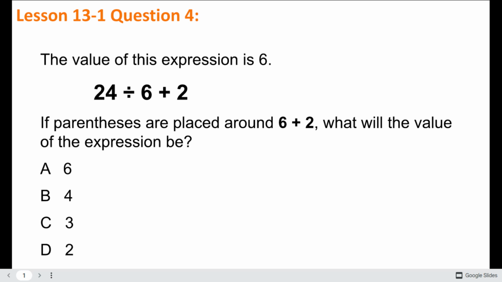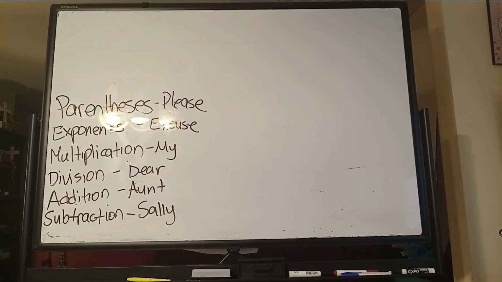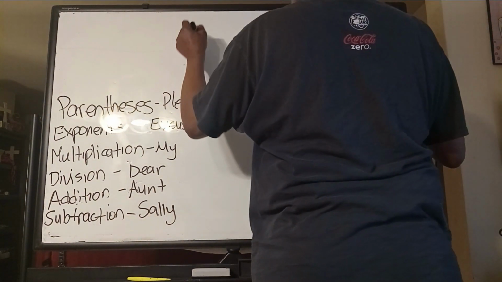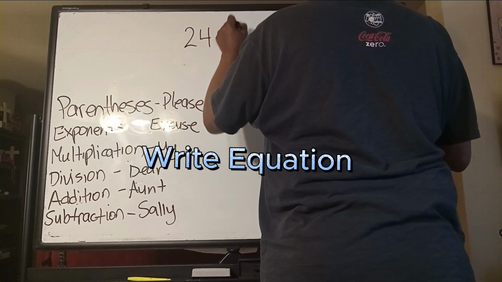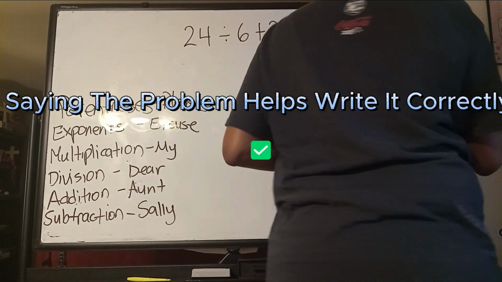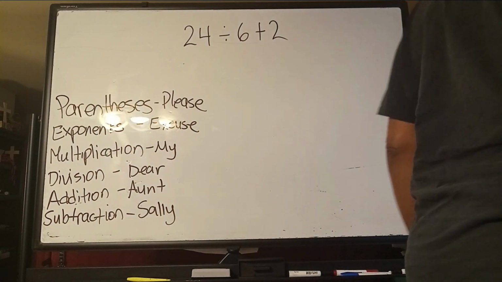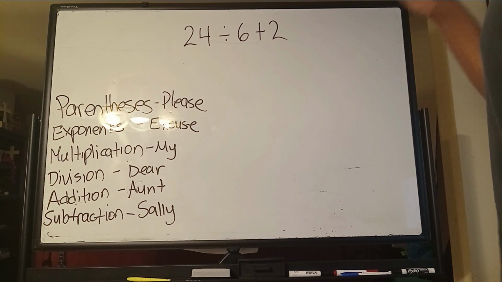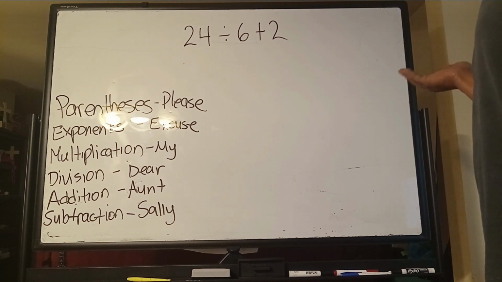The value of this expression is 6. 24 divided by 6 plus 2. If parentheses are placed around 6 plus 2, what will the value of the expression be? All right. So now for this one, we have this expression, 24 divided by 6 plus 2. And the problem says that the value of this expression is 6. And why does it say that? I'm about to show you. So we're going to solve it so you can see.